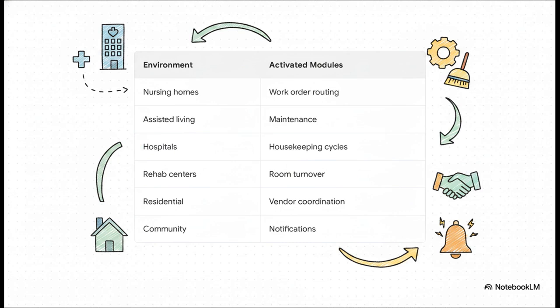Whether you are operating high-stakes environments like nursing homes, assisted living, hospitals, and rehab centers, or managing residential and community properties, the system activates specific modules to match. We're talking intelligent work order routing, dialed-in preventive maintenance, tight housekeeping cycles, rapid room turnover, streamlined vendor coordination, and presence notifications. Partners instantly gain this massive boost in efficiency, safety, and predictability in environments where, frankly, there is simply no room for error.